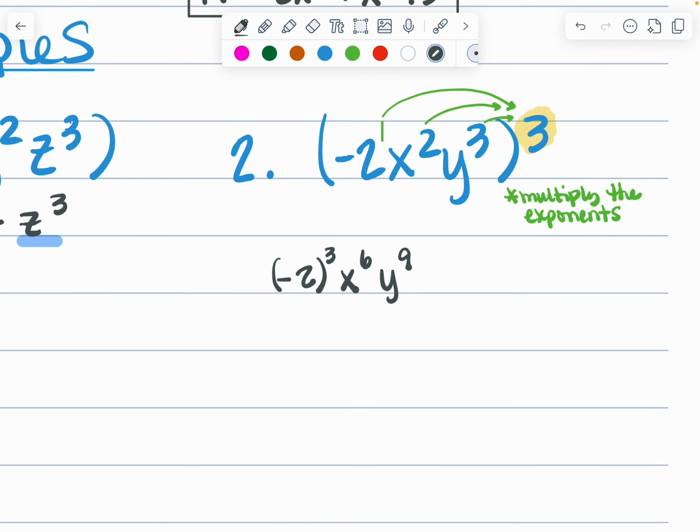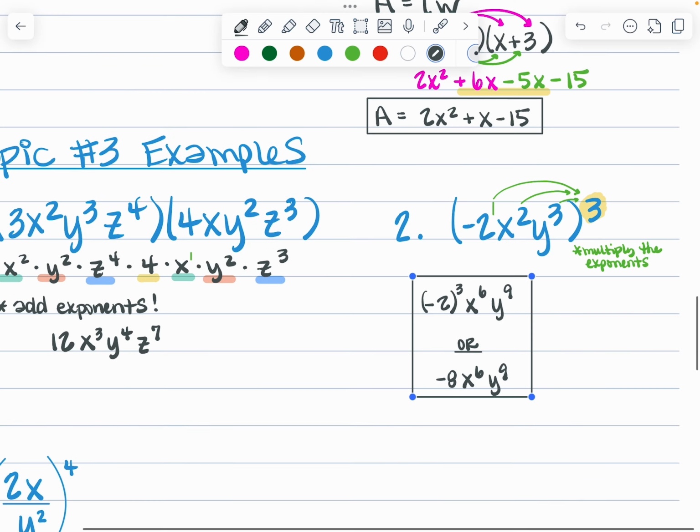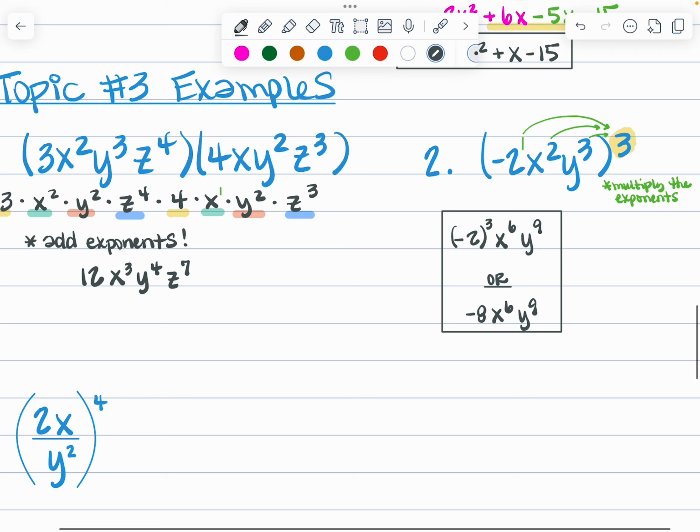And I'm totally cool with you leaving your answer just like that. Or if you want to simplify that -2 cubed and type that in your calculator, it's going to tell you that that's -8, because that's -2 times -2 times -2. So if you want to simplify that number hanging out in the front, you're more than welcome to. But I will take either answer. Okay? All right. Let me box this answer over here.